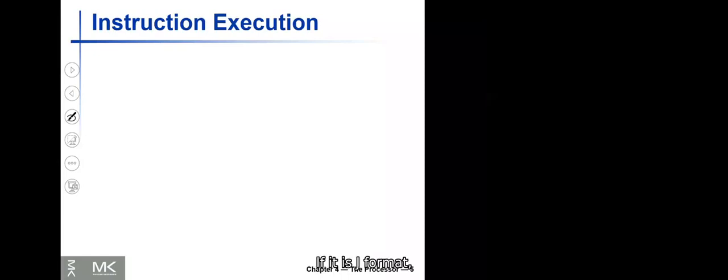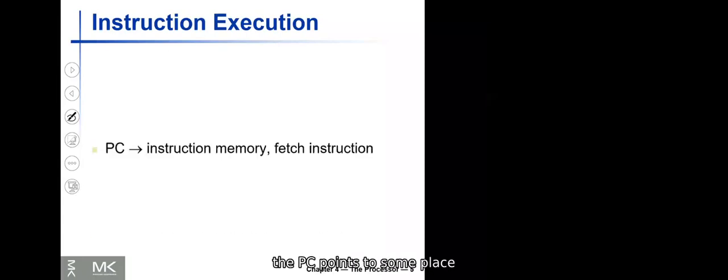And if it is J format, then we have just a 6-bit opcode, and then we have 26 bits. With this 26-bit value, we multiply it by 4, and then we get 4 bits from the PC, make a 32-bit value, and that would be the next PC. Okay, so let's go and build.